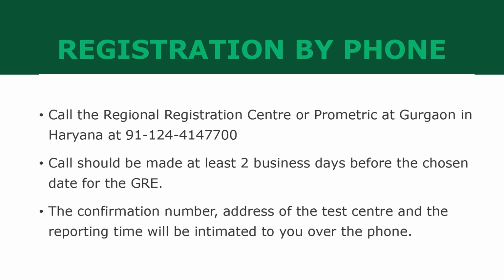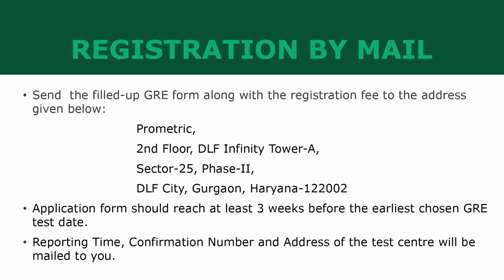For registering by phone, you can call the Regional Registration Center or Prometric at Gurgaon in Haryana at the given number. This call should be made at least 2 business days before the chosen date for the GRE. The confirmation number, address of the test center, and the reporting time will be intimated to you over the phone. For registering by mail, send the filled up GRE form, along with the registration fee, to the given address. Your application form should reach at least 3 weeks before the earliest chosen GRE test date. Reporting time, confirmation number, and address of the test center will be mailed to you.